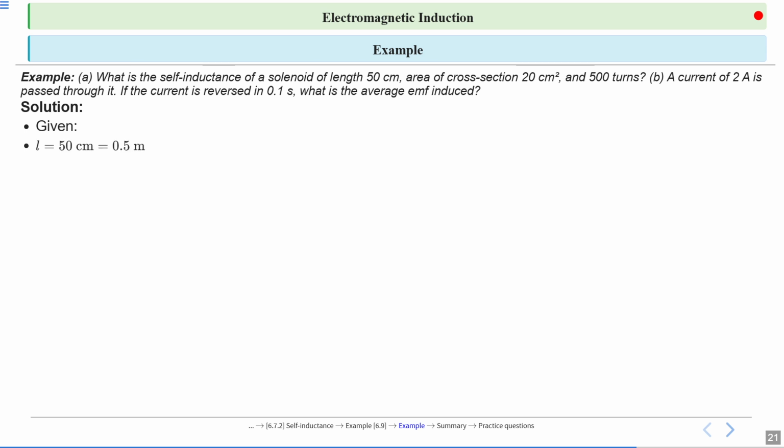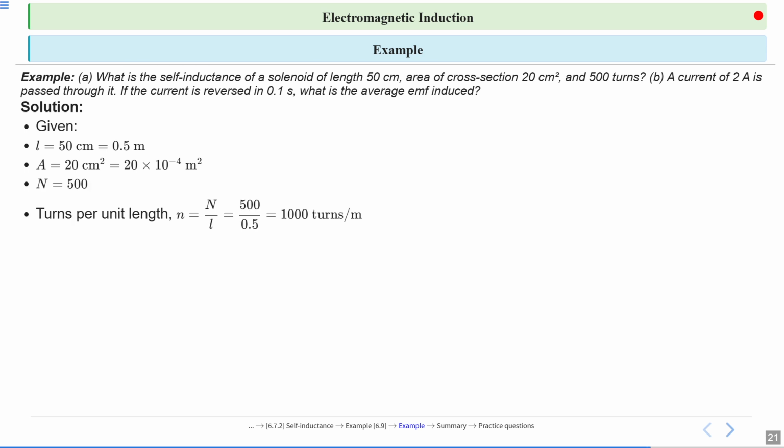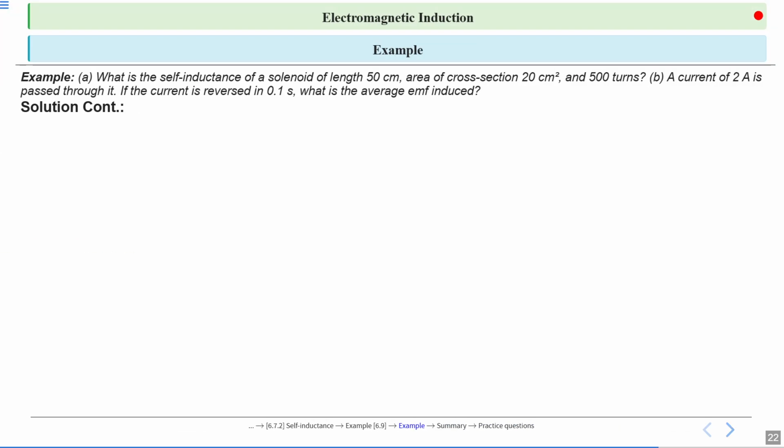What is given? L equal to 50 centimeter, that is 0.5 meter. Area is 20 centimeter squared, that is 20 into 10 power minus 4 meter squared. Capital N is equal to 500. We also have to calculate turns per unit length: small n is equal to capital N upon L, that is 500 upon 0.5, which is equal to 1000 turns per meter. Okay, so these are the given things.